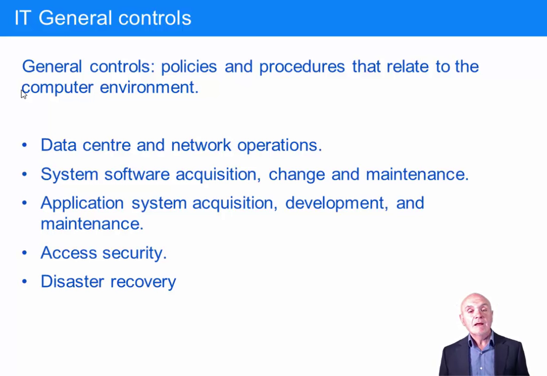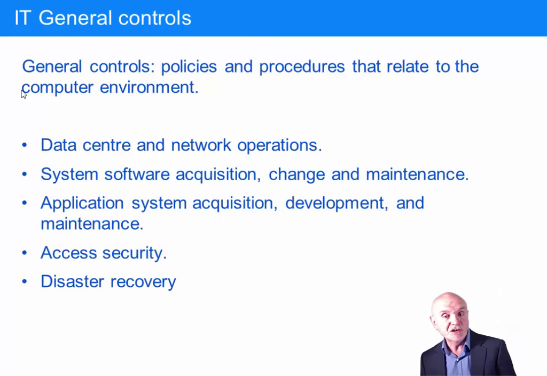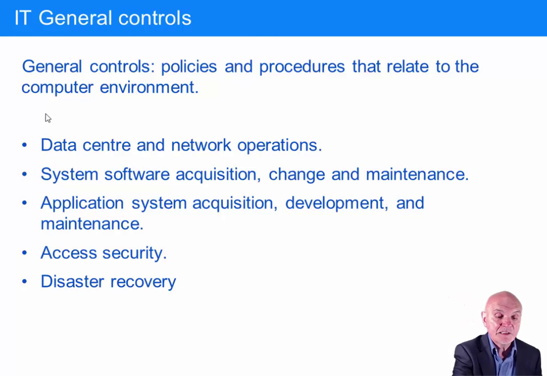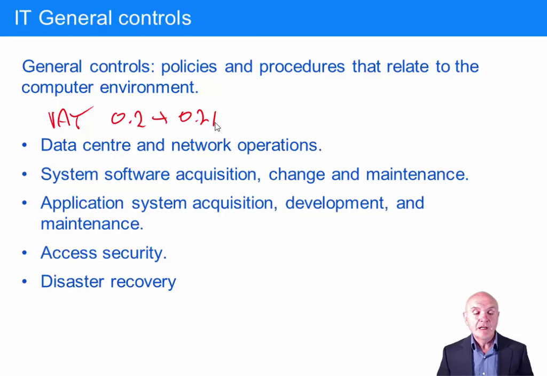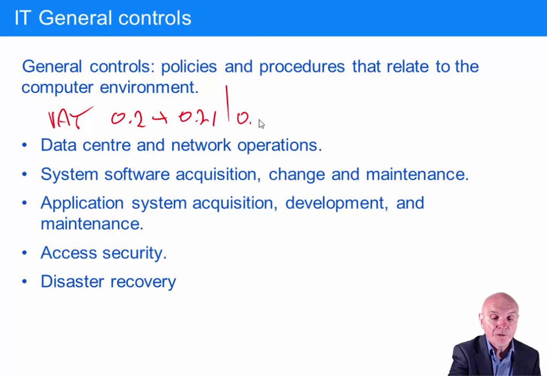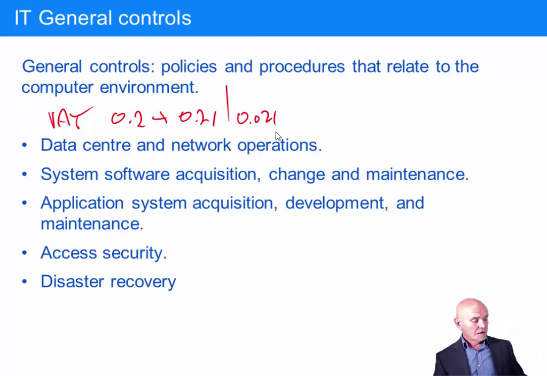For example, if somebody is changing software, let's say the VAT, the sales tax, supposed to change from say 0.2 up to 0.21, and maybe what the programmer does, instead of changing 0.2 to 0.21, makes a typo and puts in 0.021. So instead of sales tax being raised to 21%, it's raised to 2.1%. All your customers will be paying less, but the tax authorities will expect 21%, and that could be extremely serious.